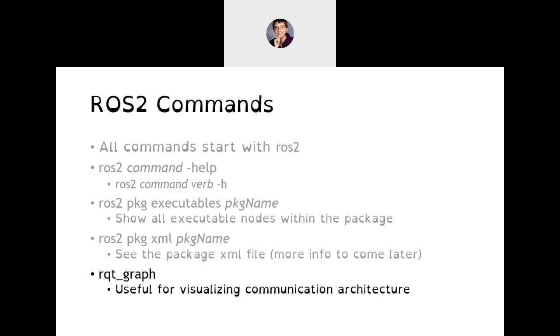RQT graph is something that is useful for visualizing the connection between all of your nodes, right? So especially when you start getting possibly hundreds of nodes and you want to see how they are communicating to each other, this is a great way to actually visualize that communication architecture, right? So take a look at that when we start working with the TurtleSim and you actually have some nodes that are up and running.